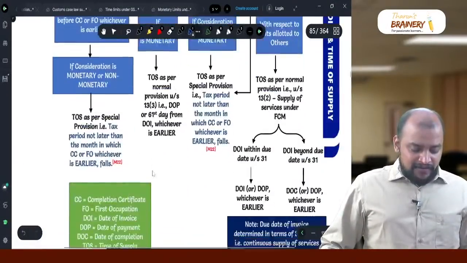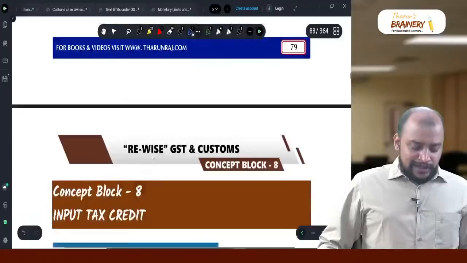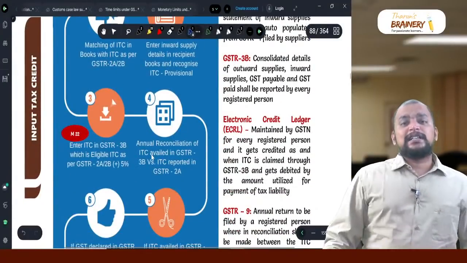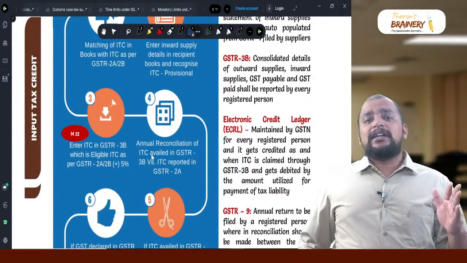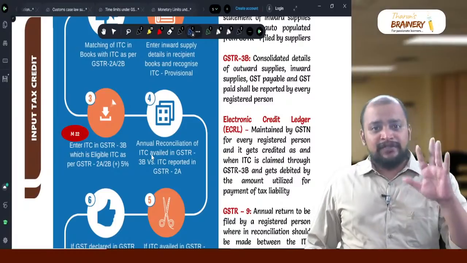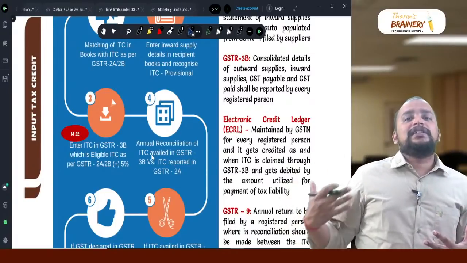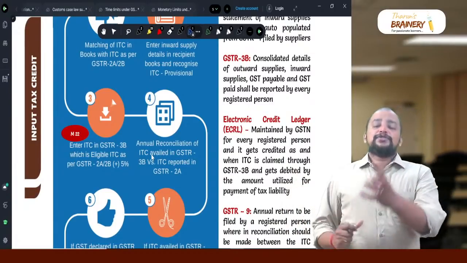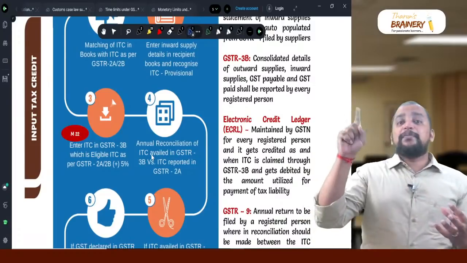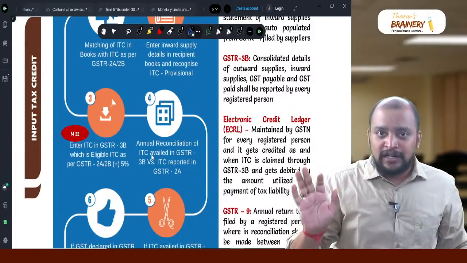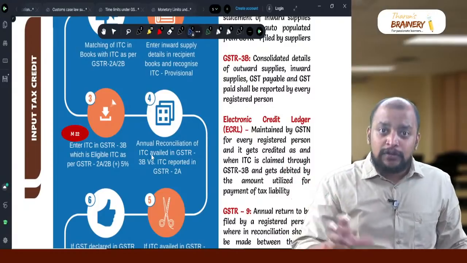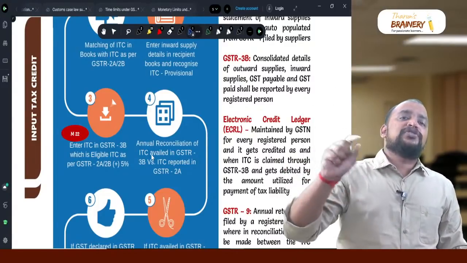And thereafter, this input tax credit, remember that 5% point. So for May 22 exam, still that match credit plus 5% will be applicable. So in exam, whenever they give that this much is the match credit, take that match credit and add 5% to it. Remember, while doing the match credit, take out ineligible credit and block credit, and to whatever is the match credit, add 5%.